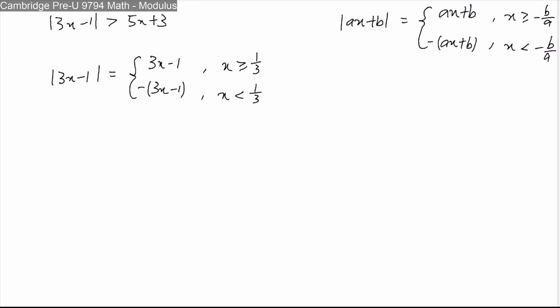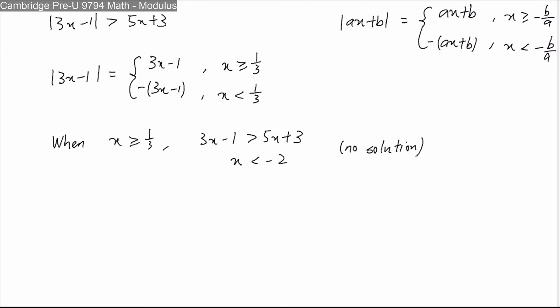So we consider the ranges of x first. When x is greater or equals to 1 over 3, we have the modulus of 3x minus 1 being 3x minus 1, and this value is greater than 5x plus 3. When we solve it, we have x is less than negative 2. So in this case, there is no solution for this range.